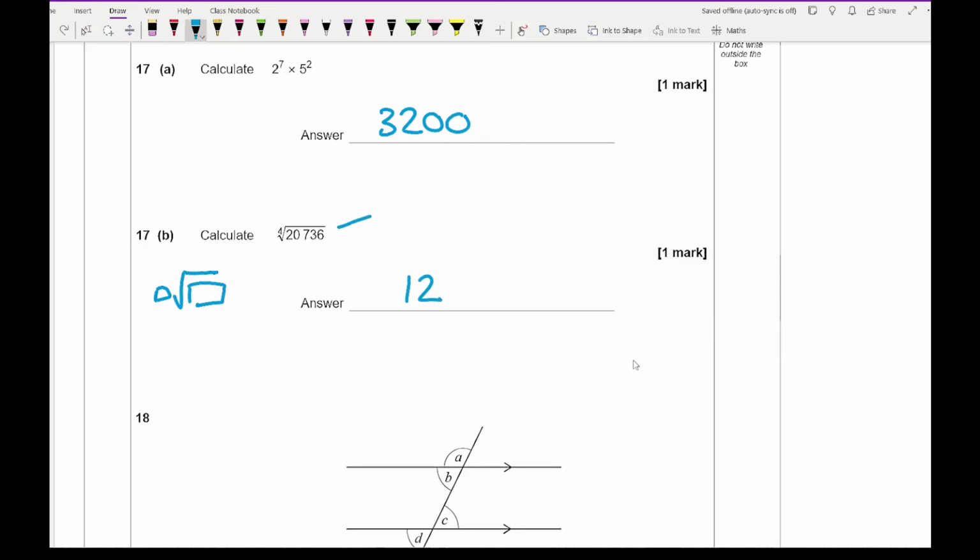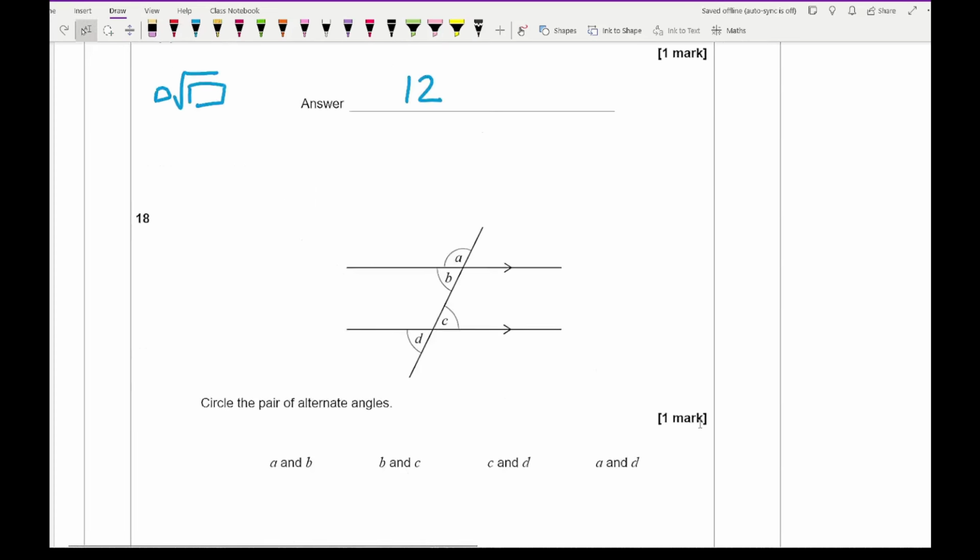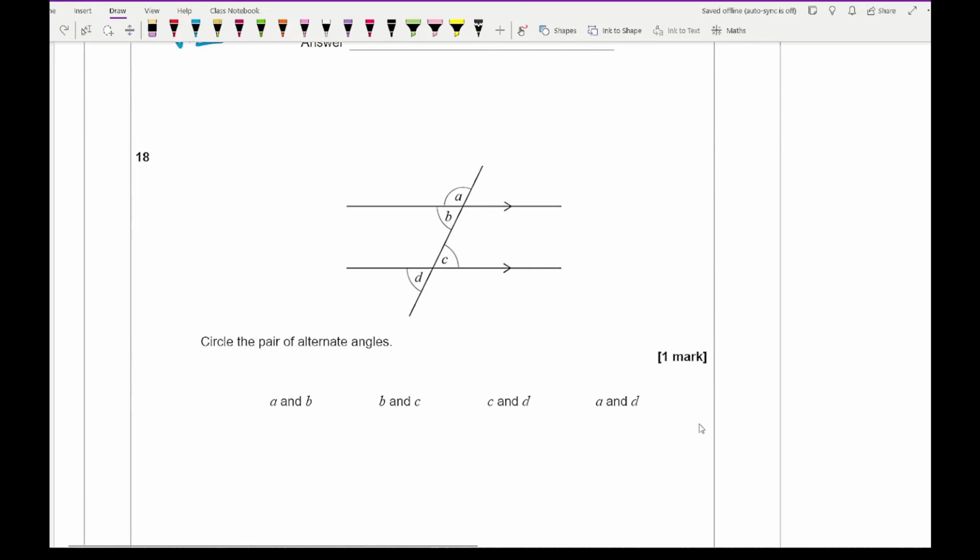Now recognize that this is not equal to 4 times the root of 20,736, what a lot of students do, because it's the fourth root, not times by 4, so do not make that mistake. For question 18 it says circle the pair of alternate angles.